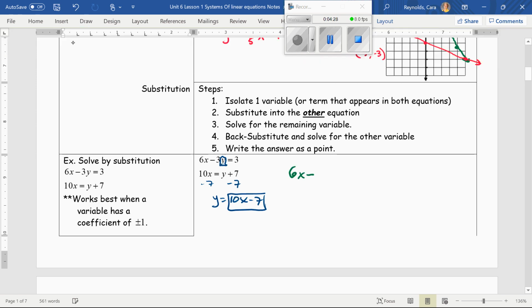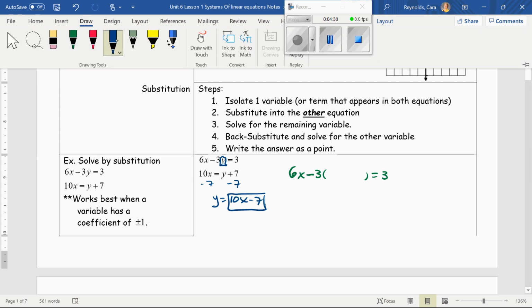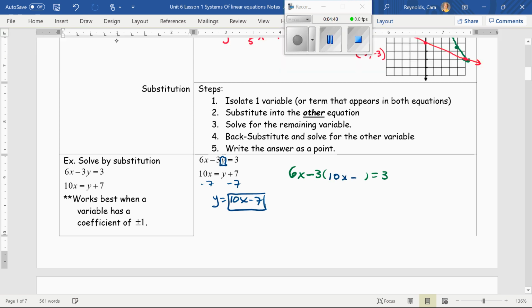So 6x minus 3 times y, and again, I'm going to substitute in my y value, equals 3. Notice everything else will stay the same. So I'm just plugging in that 10x minus 7 where there was previously a y. From there, I'm just going to solve it. So 6x minus 30x plus 21 equals 3. Subtract 21, combine like terms here.